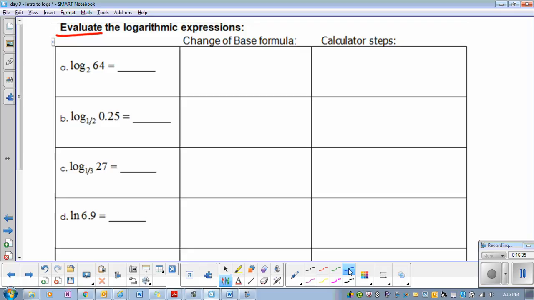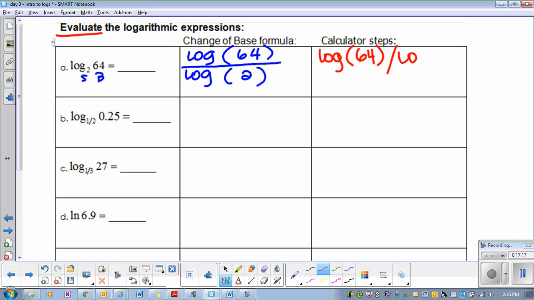Okay. So, if I look at A, my change of base formula for this is log of, look at 2 and look at 64. Which one of those has a bigger size font? Good. Log of 64 over log of, what's the smaller size? Yeah, you're dividing them. That's it. Log big font over log small font. And that's your change of base formula. Now we get to put this into the calculator. Log of 64 divided by log of 2.